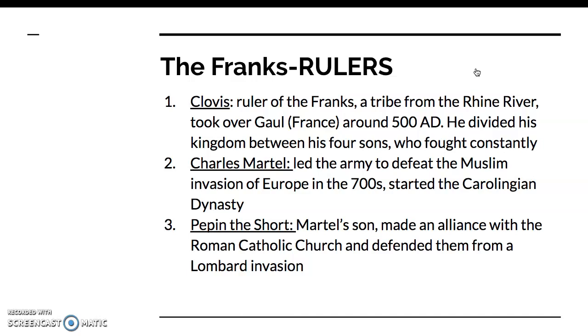Number 2, Charles Martel, skip down a couple generations from Clovis, led his army to defeat the Muslim invasion of Europe at the Battle of Tours in the 700s. He becomes known as the Hammer, and he starts what is called the Carolingian dynasty. Pepin the Short, which is a terrible nickname, Charles Martel's son, made an alliance with the Roman Catholic Church and defended them from a Lombard invasion, leading to him receiving a specific blessing from the Pope and other priests, which really solidifies the relationship between the crown, at least kings in this region, and the Roman Catholic Church ruling together.